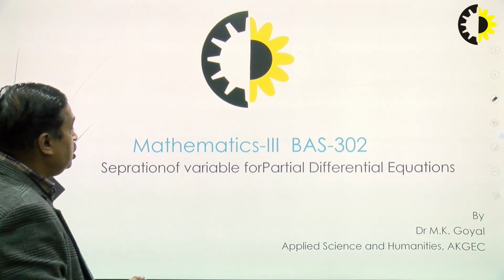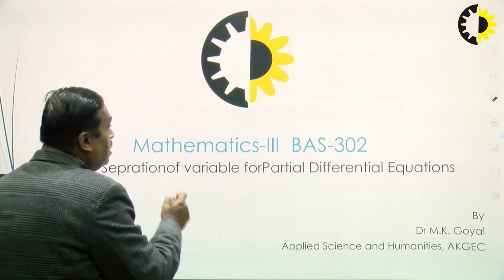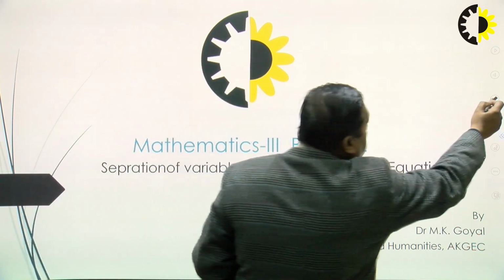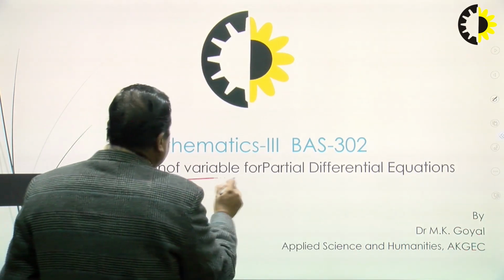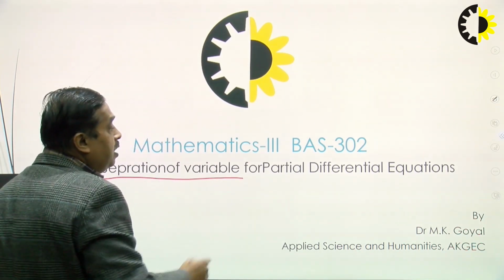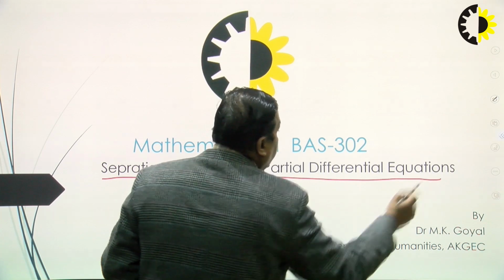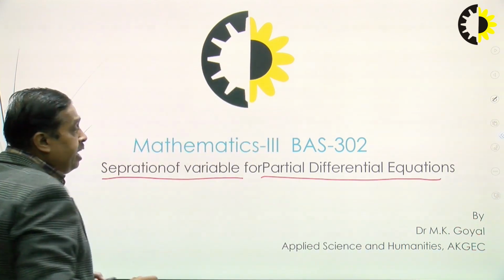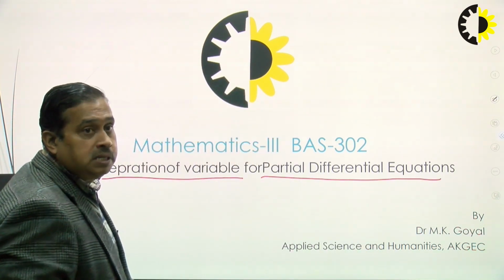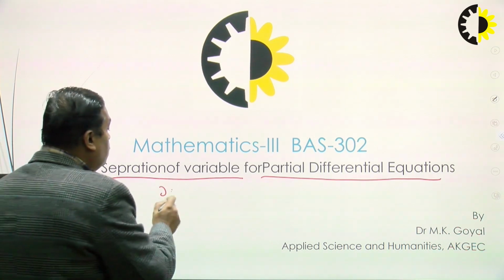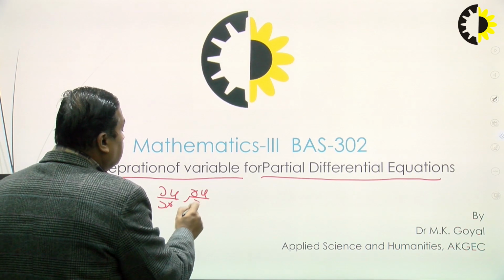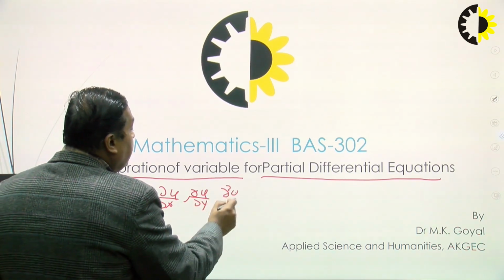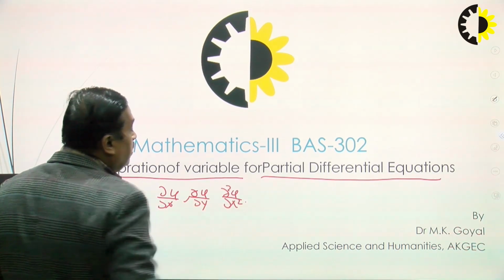In this, we shall discuss separation of variable. That is important. We shall take the separation of variable with the help of partial differential equation. In a partial differential equation, more than two variables are coming. That means del u over del x, del u over del y, del square u over del x square. These are the partial differentials.